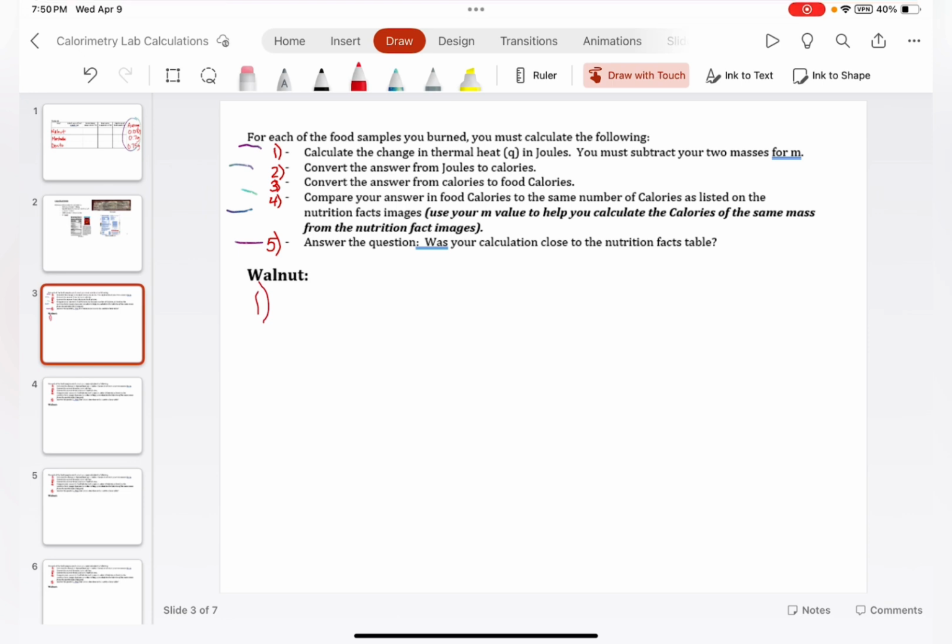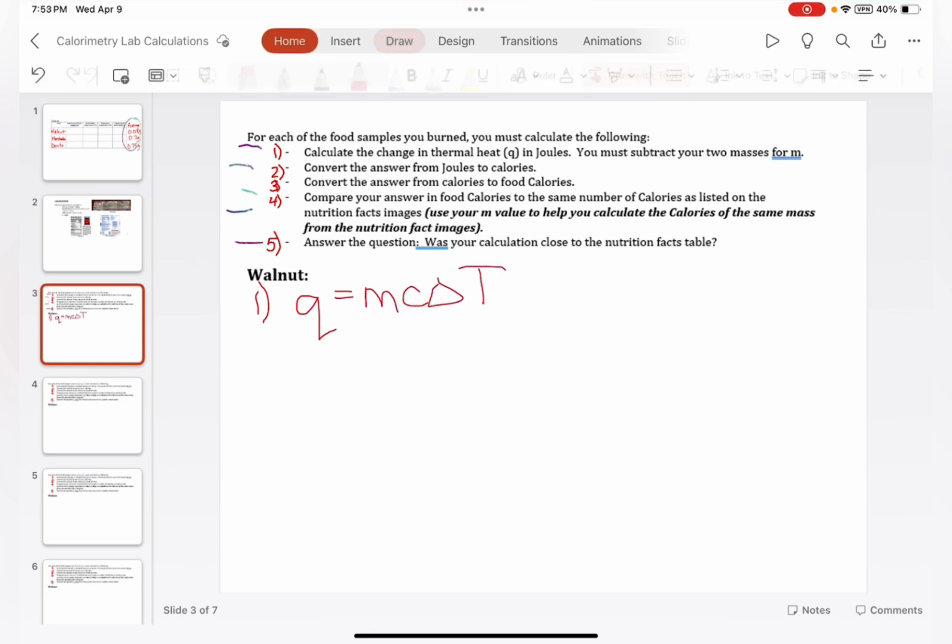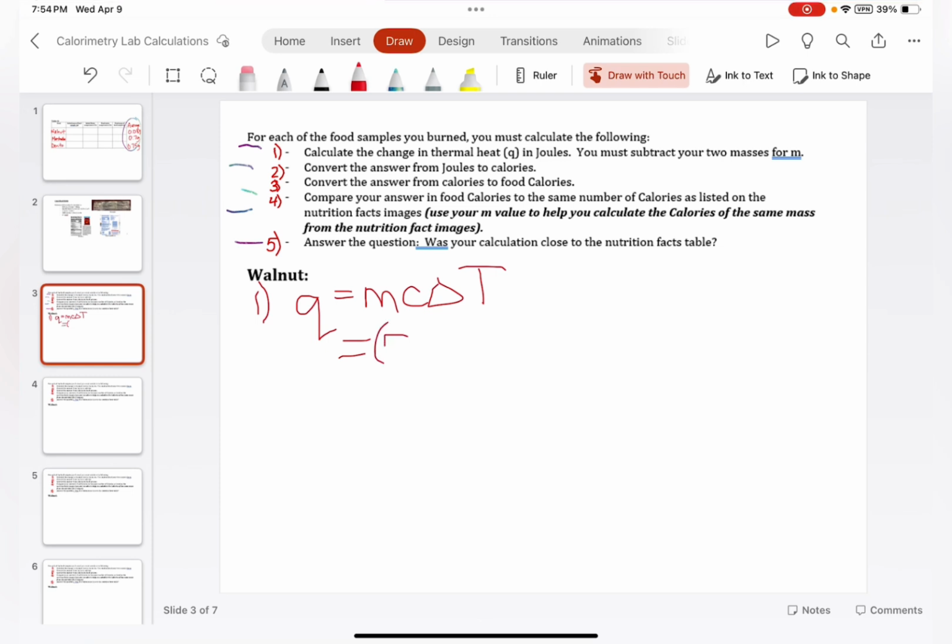It says calculate the change in thermal heat in joules. So you're going to be doing the mathematical equation of Q equals mc delta T. Right, if you remember from the lab, we used 50 milliliters of water to add to the pop can, and that was the water we were measuring, the temperature before and after when we were burning the 3 samples of food. So you can actually use that volume for the mass in this question. And so the mass of the water is actually the same as the milliliters you used. It's 50 milliliters, so it's 50 grams. So our M for this question is 50 grams. So we're just going to put 50.